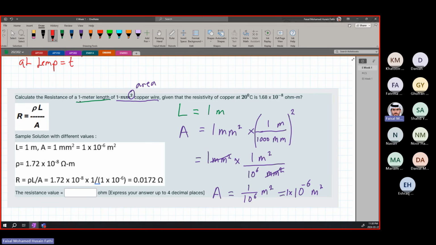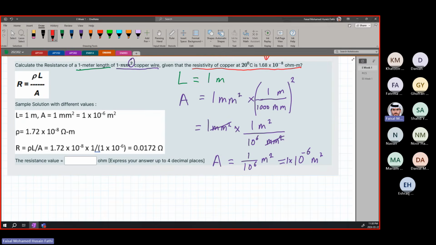Given that the resistivity of the copper wire at 20 degrees Celsius is 1.68 times 10 to the power minus 8 ohm meter. The symbol rho is resistivity, and its unit is ohm meter. So I'm going to write that down: rho is equal to 1.68 times 10 to the power of minus 8 ohm meter. Now I have everything.